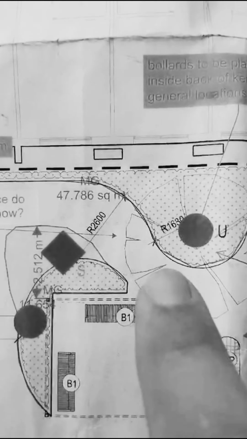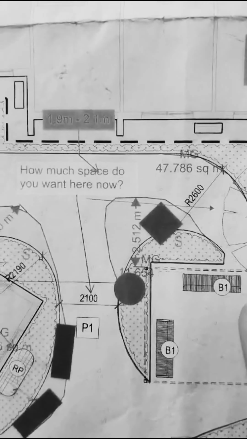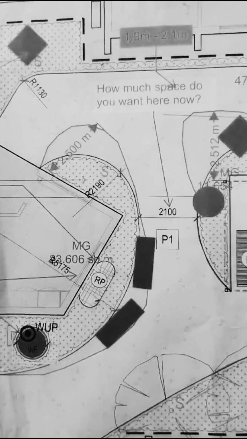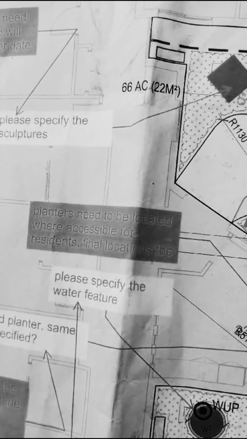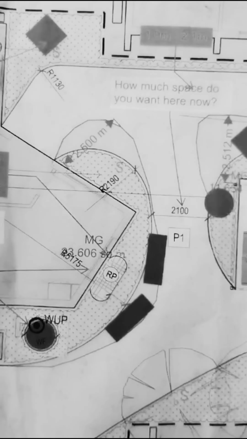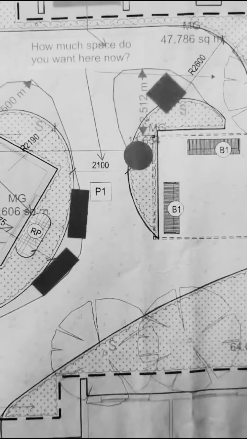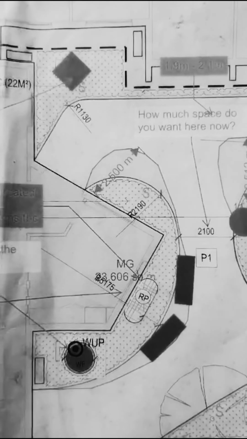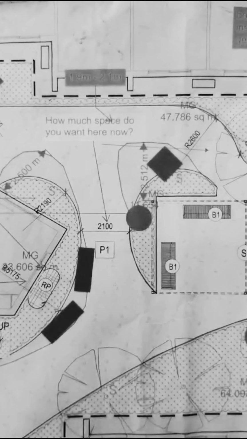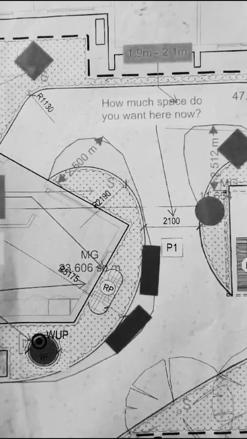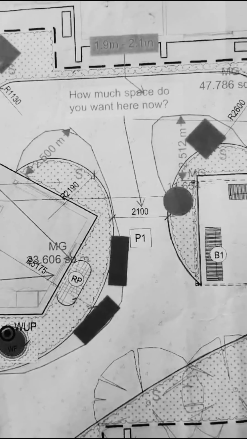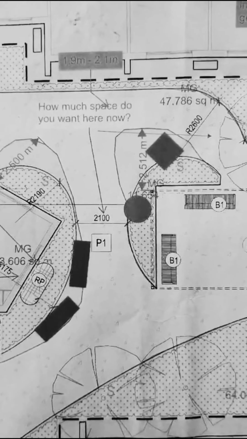And also this one is a tree, and this one is another tree, and there is another tree here. We have some existing trees also. So around this we will start working.